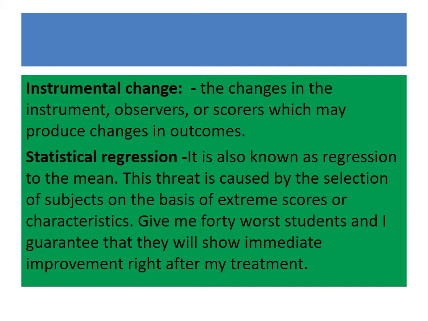And statistical regression, also known as regression to the mean. This threat is caused by selection of subjects on the basis of extreme scores or characteristics. For example, give me the 40 worst students and I guarantee they will show immediate improvement right after my treatment. That is the different ways of selecting the subjects based on their characteristics.